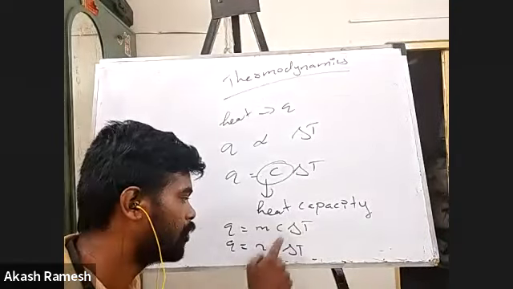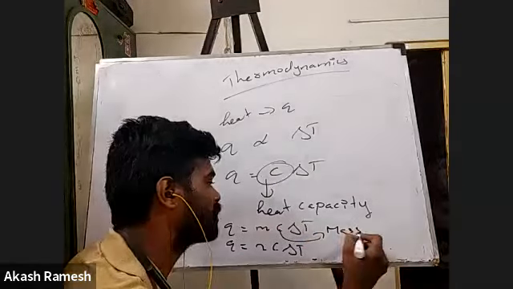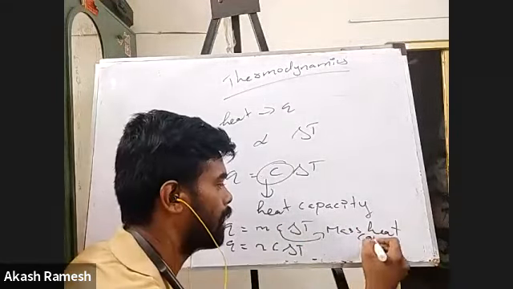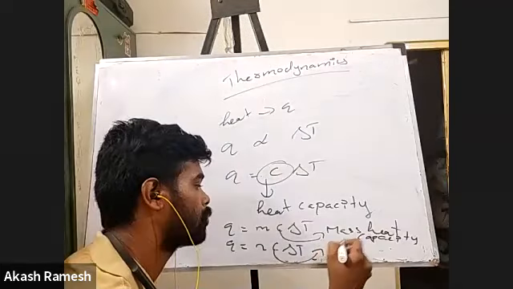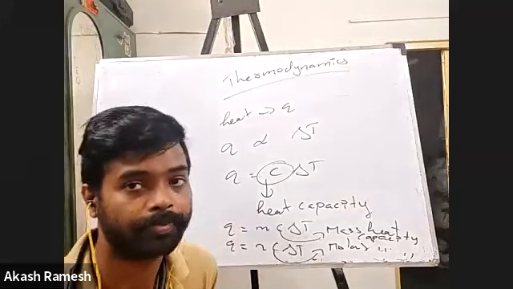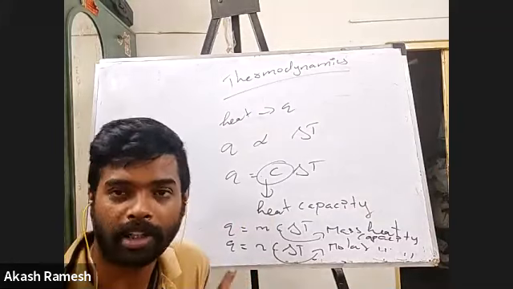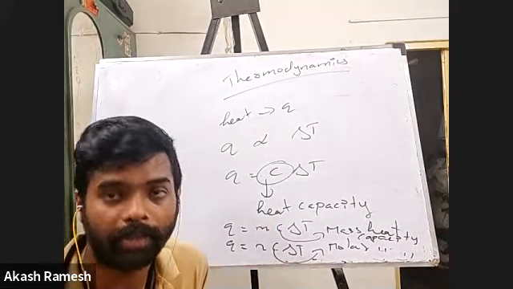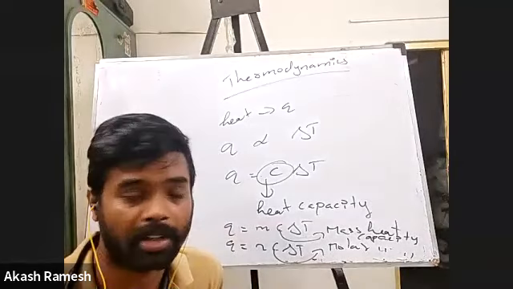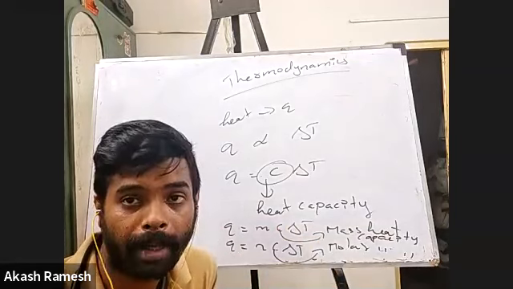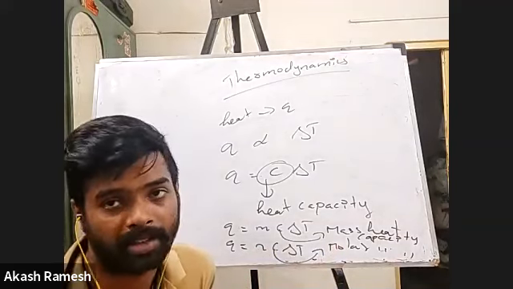But the C value you use in these two cases will be different. In the first case, it is called mass heat capacity because you're using mass in the equation. In the other case, the C you use is called molar heat capacity because you're using moles, and the values will definitely be different. The essence of the whole equation is the same: Q is an extensive property which depends on the amount. Depending on whether you use number of moles or mass, the heat capacity value and its name change.